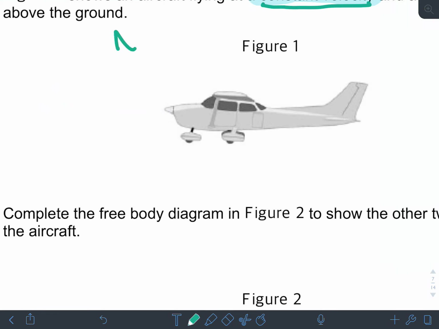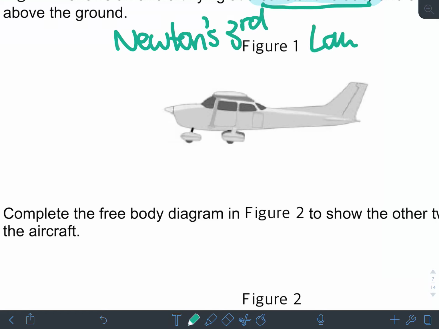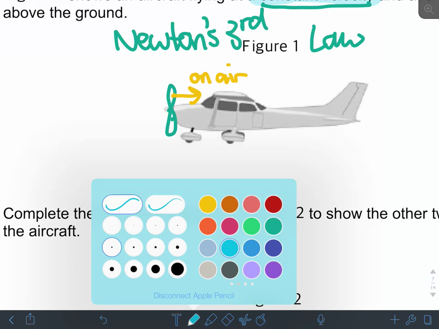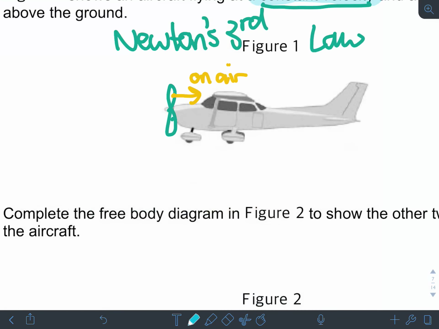We need Newton's third law, because let's think about what's happening. On the plane, you've got a propeller. The propeller spins around very fast. The propeller exerts a force backwards on the air. There's a force backwards on the air, and so the air exerts a force forwards on the propeller.